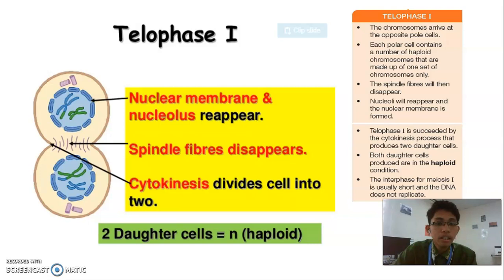Okay, and telophase 1, nuclear membrane and nucleolus reappear, nak hasilkan balik satu sel yang baru. Spindle fiber pun disappear, and cytokinesis pun berlaku lah to divide the cell into two. Dan dah jadi haploid. Daripada ada 4 tadi kan, dah jadi 2. Kamu tengok sini kan.